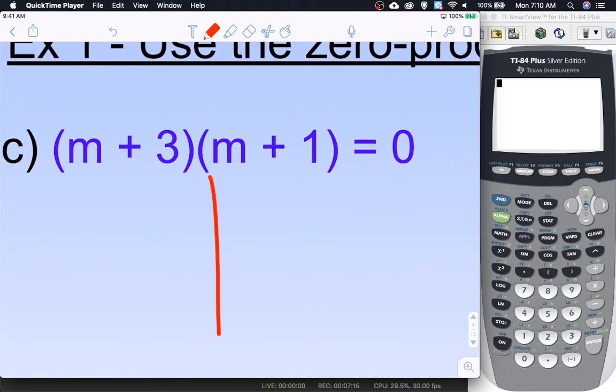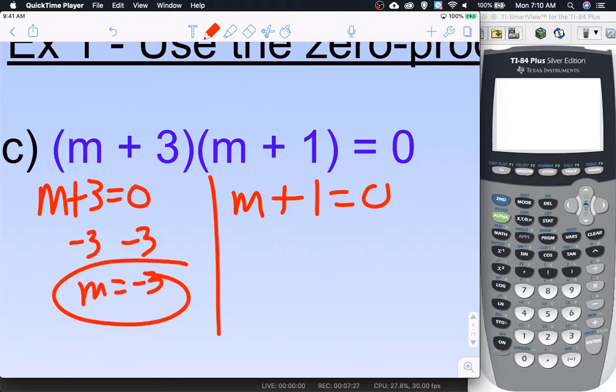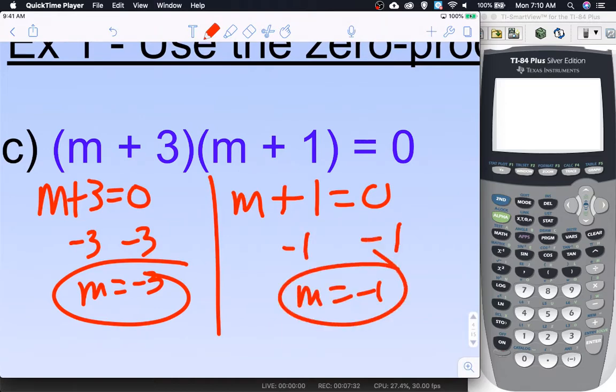So we say, okay, either m plus 3 equals 0 or m plus 1 equals 0. You solve those equations taking only one step. You minus 3 on both sides. M equals -3. You minus 1 on both sides. M equals -1. And you're done. That was a very simple, quick problem.